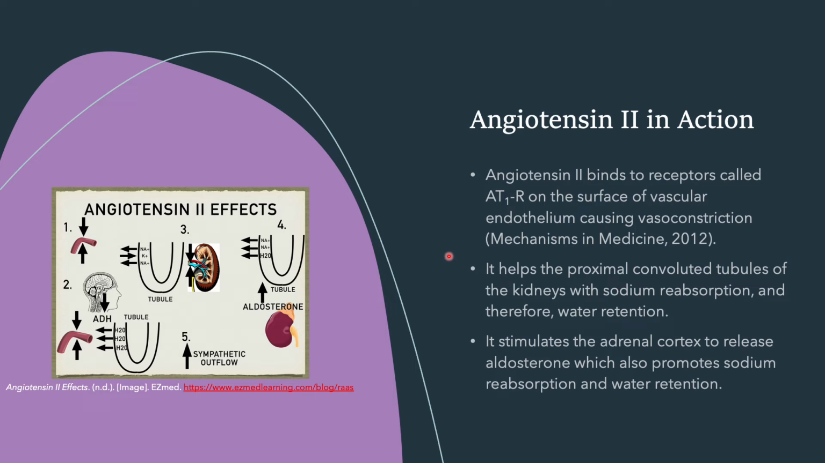Angiotensin II in action. So angiotensin II will bind to receptors called AT1 receptors on the surface of vascular endothelium, causing vasoconstriction. It will help the proximal convoluted tubules of the kidneys with sodium reabsorption, and therefore it'll help to retain water. Okay, so we can see that here, and we can see the constriction of the blood vessel. It will also stimulate the adrenal cortex to release aldosterone, and as aldosterone is increased, it'll promote sodium reabsorption and water retention as well.